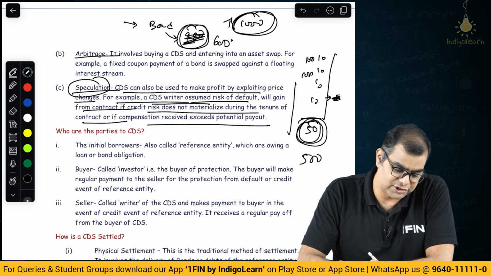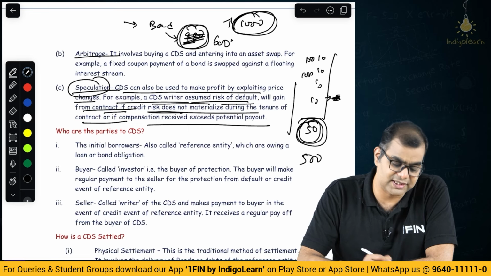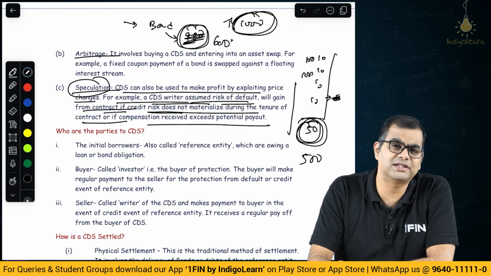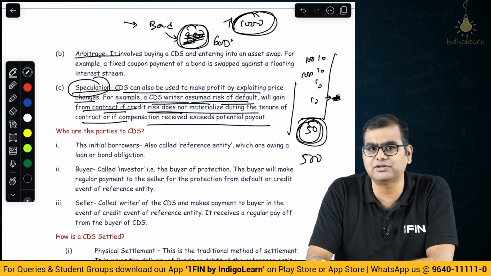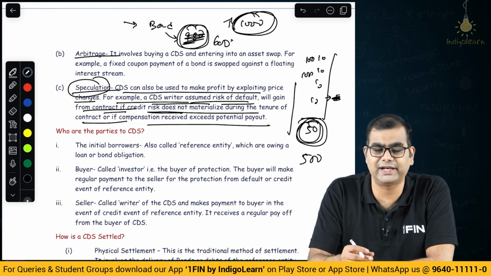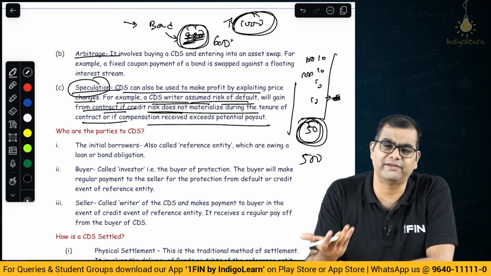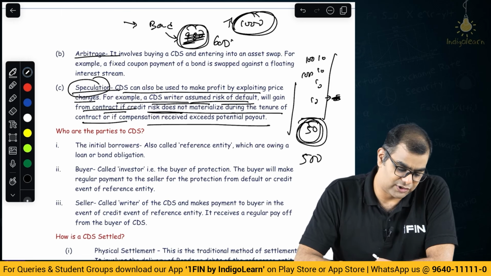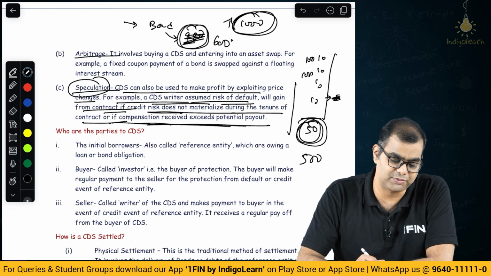So, the CDS writer assumes the risk of default and will gain from the contract if the credit risk does not materialize. Let us say AB Limited doesn't default: every month I have got 10 rupees free of cost. I have taken a risk, but the risk is only in a contract, the risk has not materialized. If the risk doesn't materialize at all, I will make the 10 rupees. Or during the tenure of the contract, if the compensation received exceeds the potential payout.